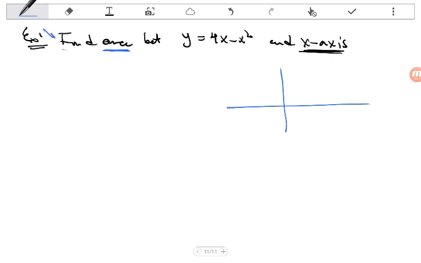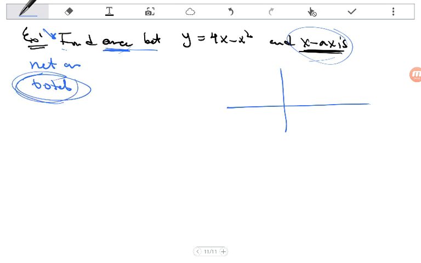When I'm finding any of these areas, we need the areas to be positive. I can't have here a result with a negative value in all this lesson. So what is this area with the x-axis? What would be considered as a net area or a total area? Yes, this is a total area, which is considered always positive. Okay, now let's graph this function.